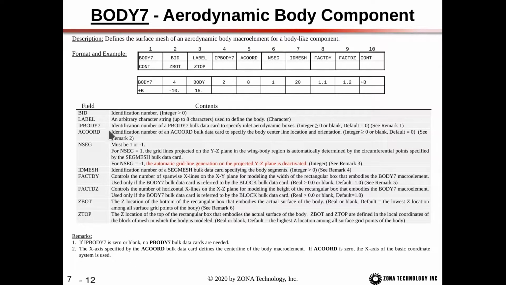You'll want to use the A chord field because of this remark here. The x-axis specified by the A chord bulk data card defines the center line of the body macro element, whereas if A chord is 0, then the x-axis of the ZEUS basic coordinate system is used.